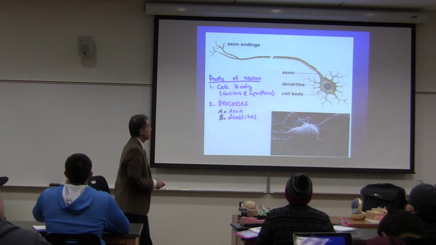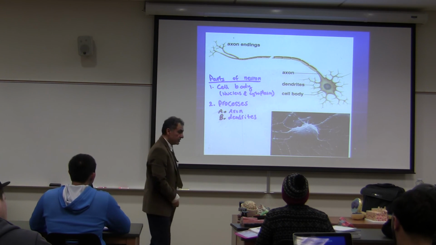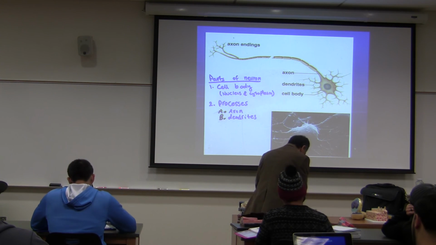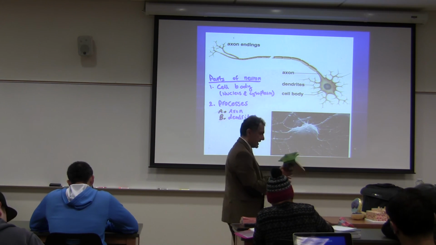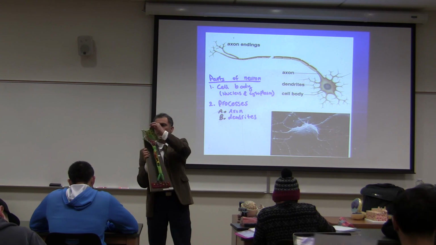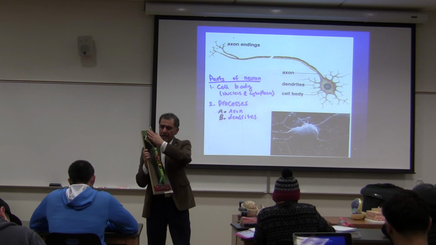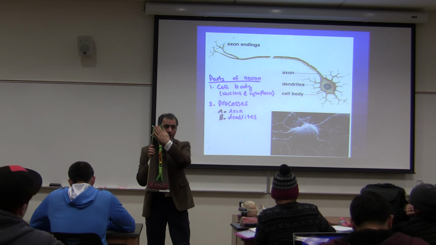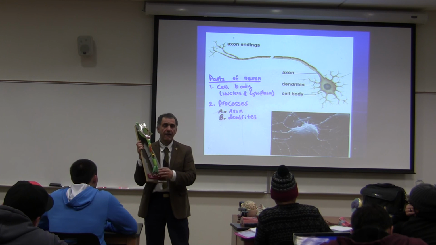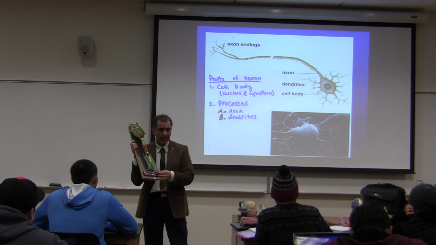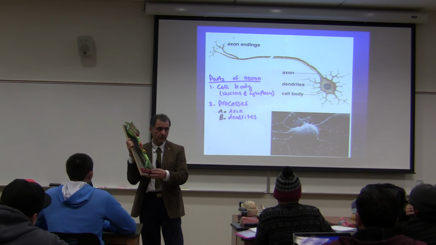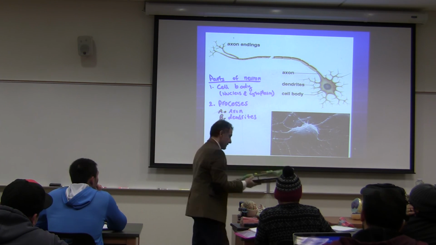Okay, the next tissue is nervous tissue. I left the connective tissue for the last. Here is a neuron, and the neuron has dendrites. These are the dendrites, this is the cell body, and this is the axon. At the end of the axon you have the axon terminal, and at the end of the axon terminal you have the axon knob.